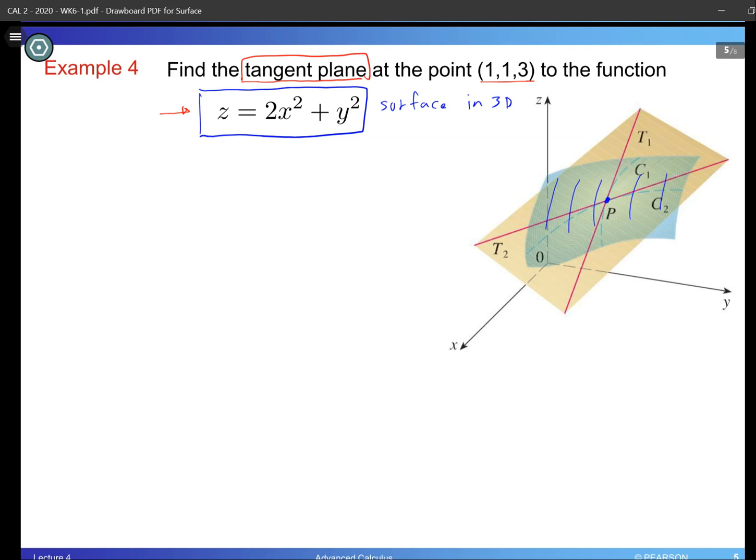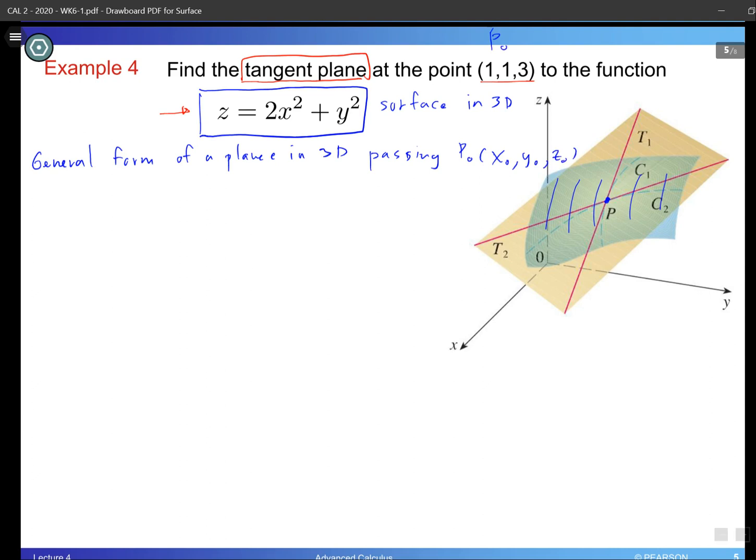Now first of all, let's talk about the general form of a plane in 3D passing through a certain point, point P0, with these coordinates x0, y0, and z0. And this is going to be point P0 for us.